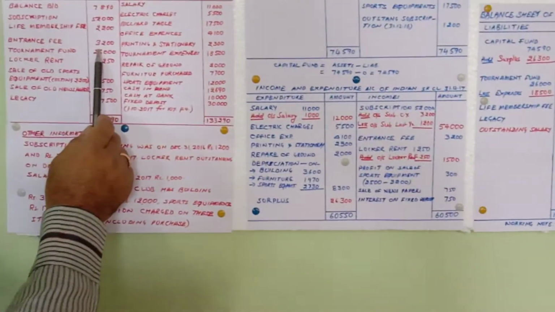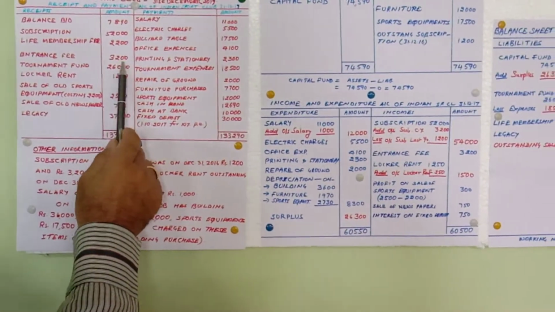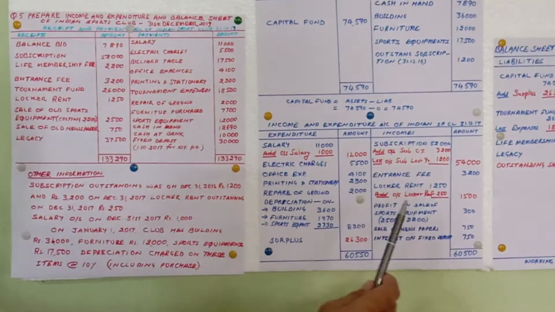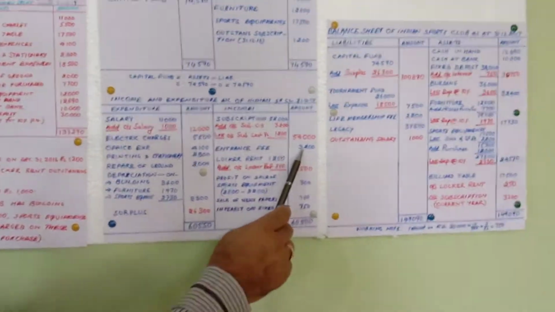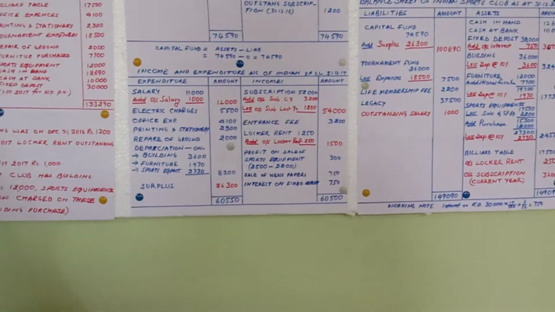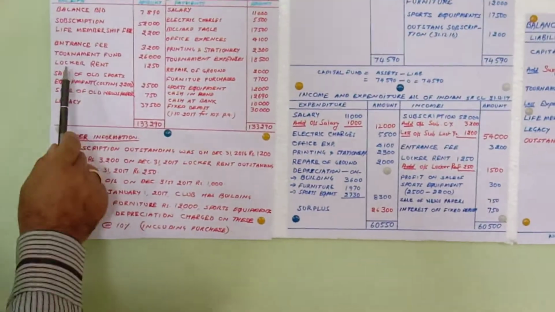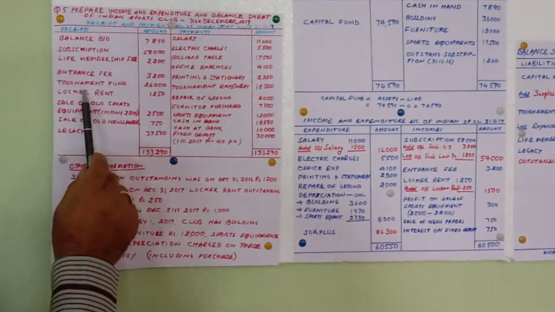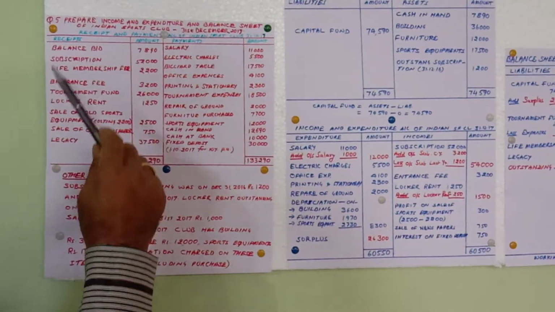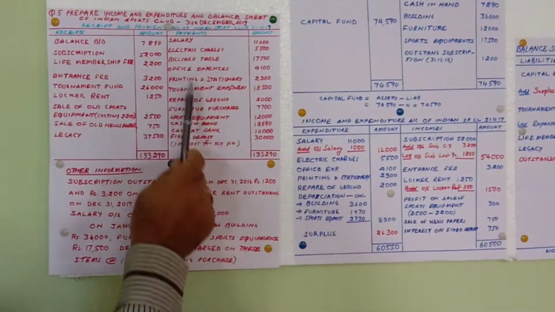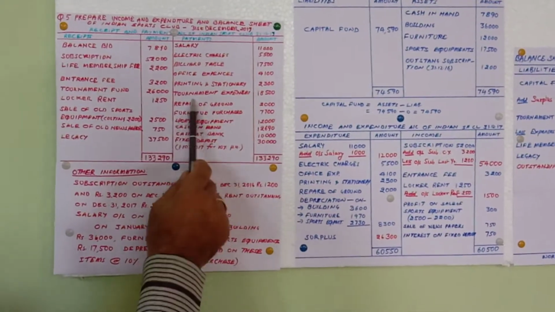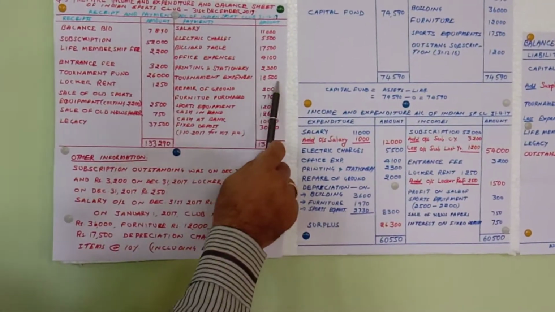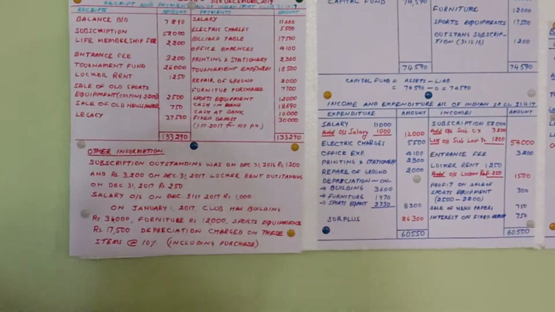Entrance fee is non-capitalized in this case, so I have taken here 3,200 rupees. Tournament fund, please remember, if there is a specific fund like tournament fund, on the other side you must immediately check whether any tournament expenses are given. So let's see here, it is given. So I have not considered this as revenue.